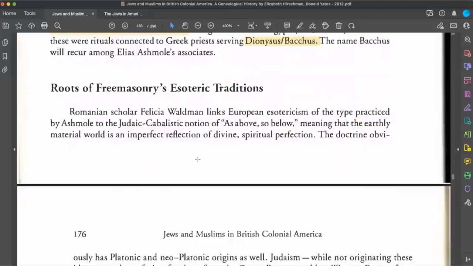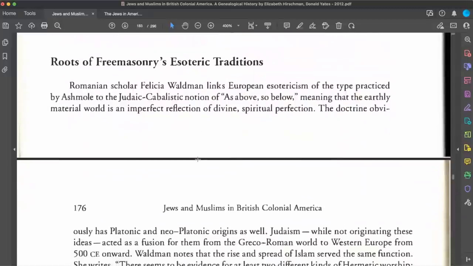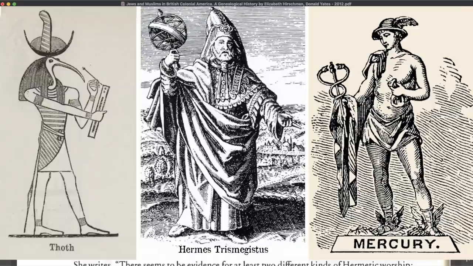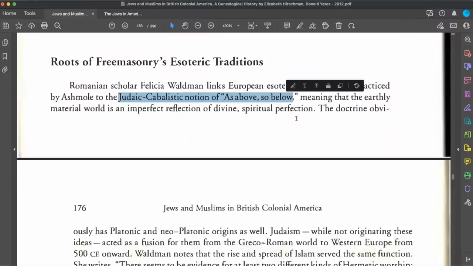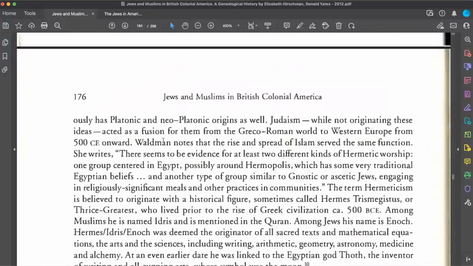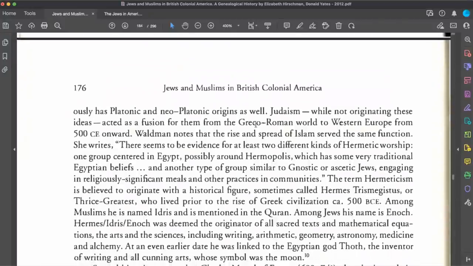Okay, and it says here, roots of Freemasonry's esoteric traditions. Romanian scholar Felicia Wallman links European esotericism of the type practiced by Ashmole to the Judaic Kabbalistic notion of as above, so below, meaning that the earthly material world is an imperfect reflection of divine spiritual perfection. All right, and again, we learned that in my thought videos, this is all hermetics. Kabbalistic, it's the same thing. The doctrine obviously has Platonic and Neoplatonic origins as well.